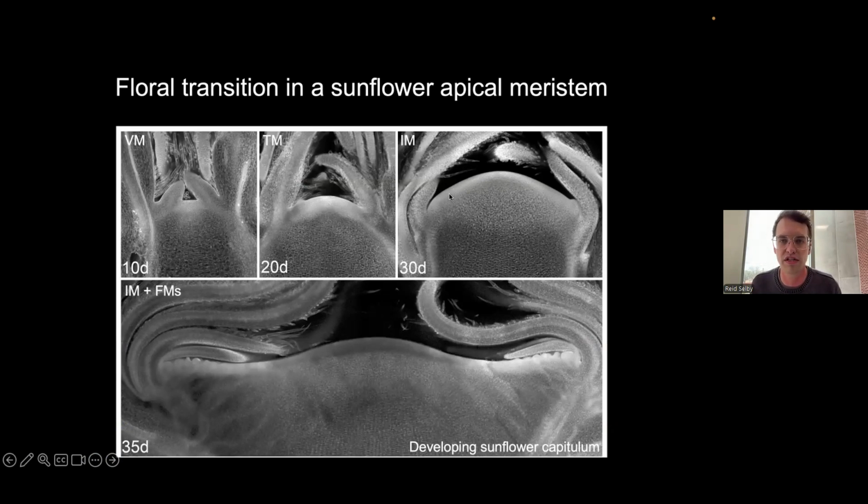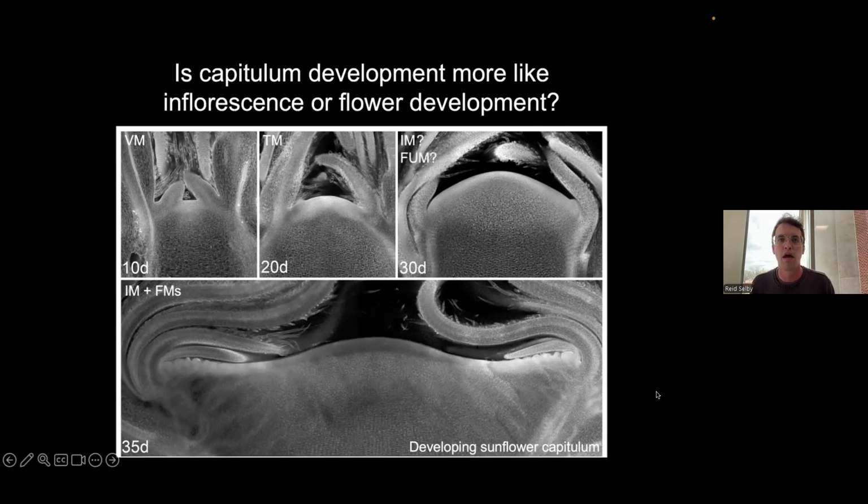However, you don't see any floral primordia begin to form until here. And in the outer edges here, you'll get ray florets beginning to initiate, and then towards the center, you can see your disc floret primordia forming. So looking at this developmental transition state, we're asking the question, is this stage here developmentally more like an inflorescence meristem, or more like a floral meristem, or like a floral unit meristem?